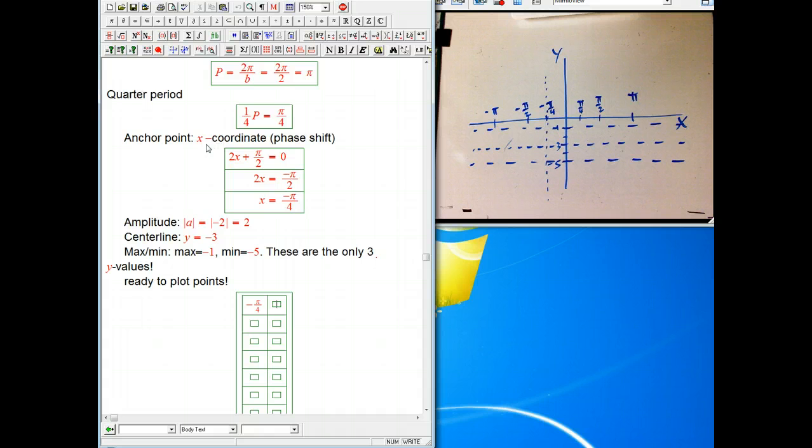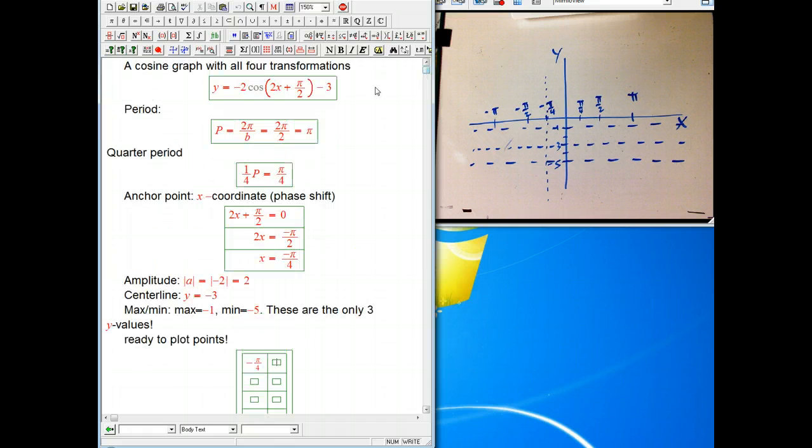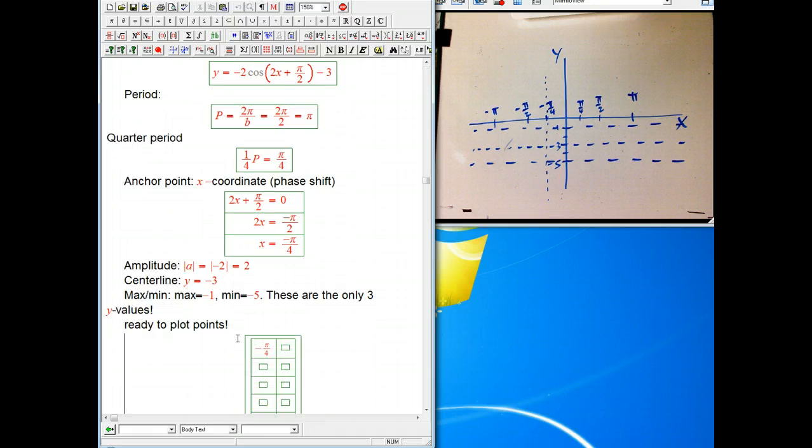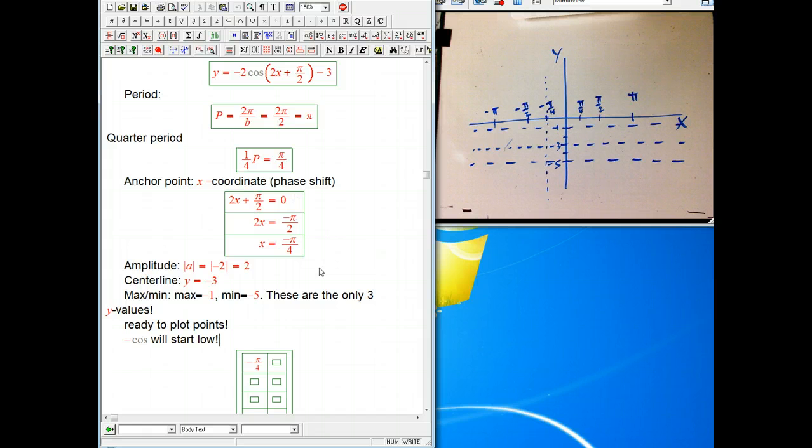Now we have to be a little careful. What does a cosine do? It starts out at an extreme. It starts out usually high, but this is going to flip it upside down. So a minus cosine is going to start low. So let's just remember that a minus cosine will start low. And if we don't remember that, we can just blindly plug in x equals minus pi over 4.